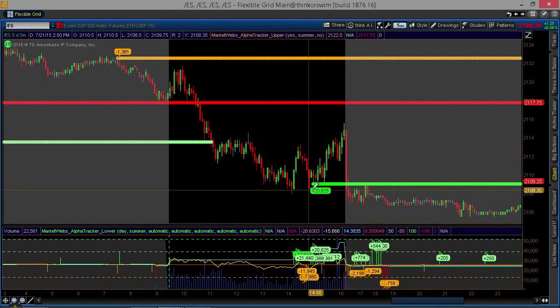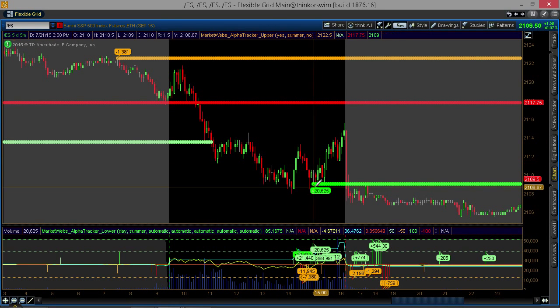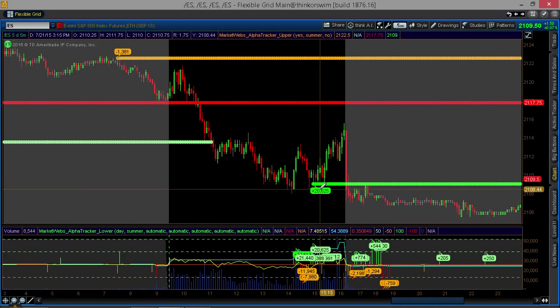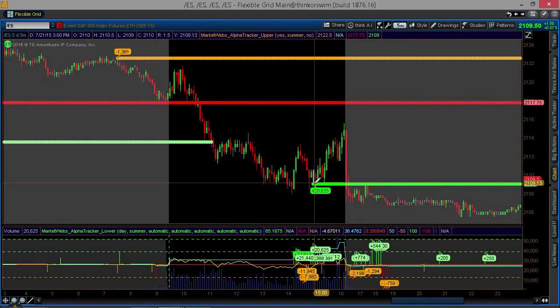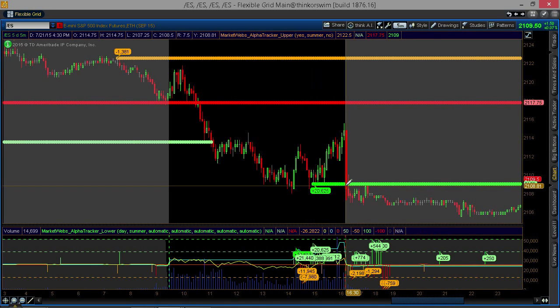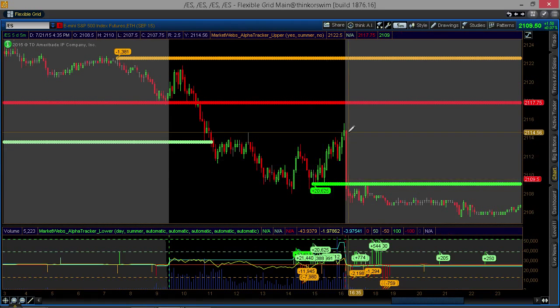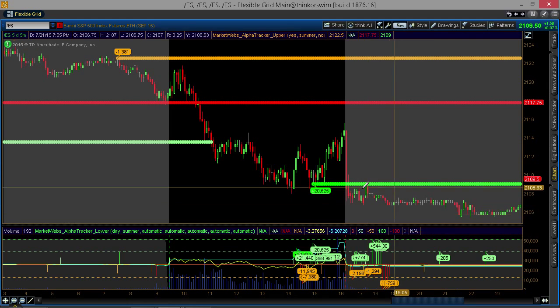When I took it off was right here, which was when I saw buyers step in, and it's bright green, which means it's the largest size of buying defense that has come in. So I take it off right here at 2109. Sorry, everything's a bit off here. But that's a good point to exit, and you can see how we bounced from there. In the Globex, we got back below it, but that's for a different trade.